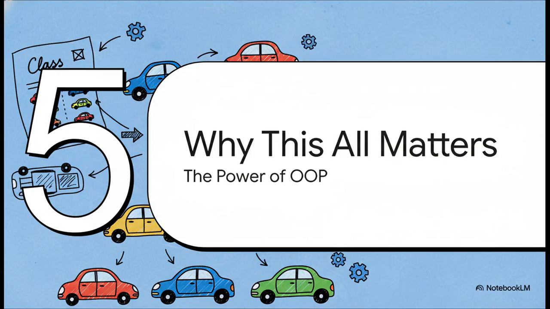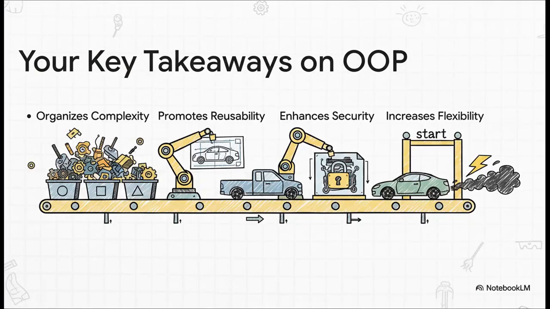So, we've covered a lot of ground here. Classes, objects, inheritance, encapsulation, and polymorphism. Let's pull it all together now and talk about why this whole way of thinking, this OOP paradigm, is so incredibly important for building modern software. So, when you boil it all down, what are the big takeaways? Well, OOP helps us organize crazy complexity by breaking huge problems down into simple, manageable objects.